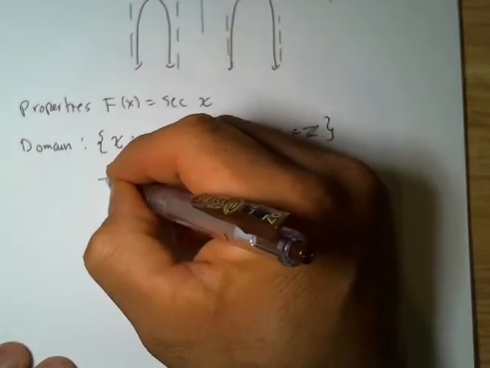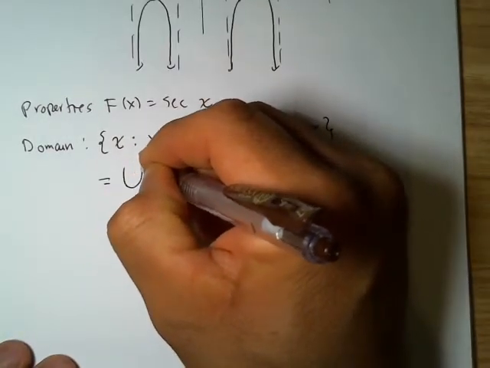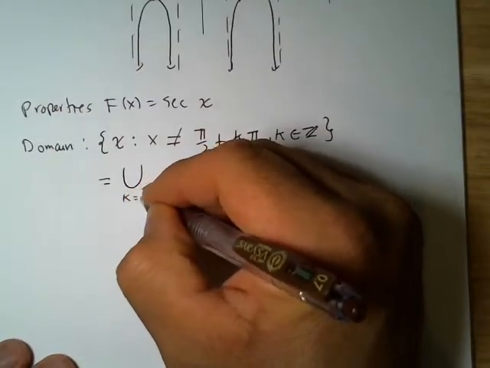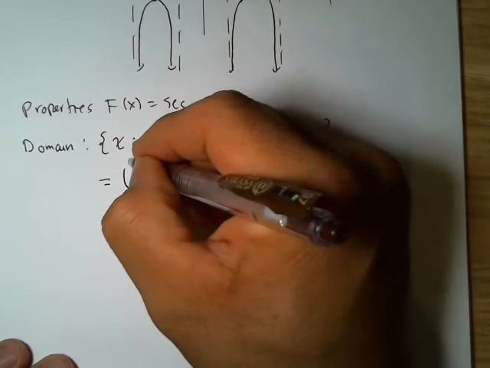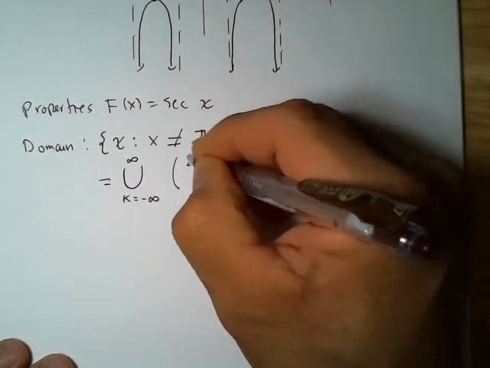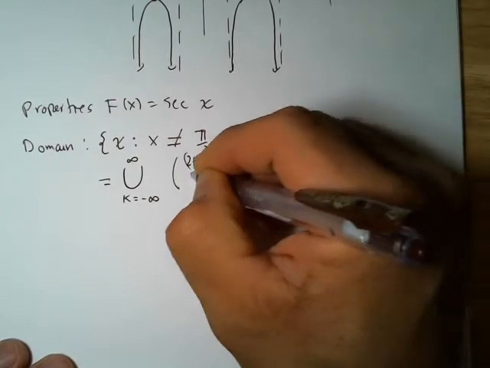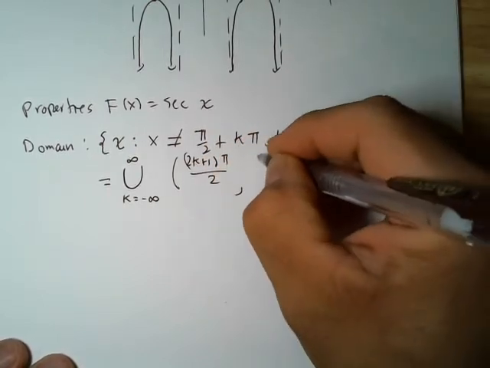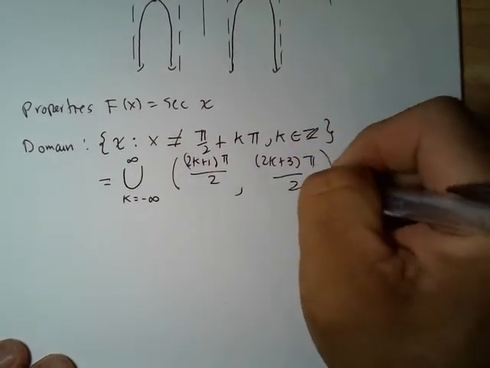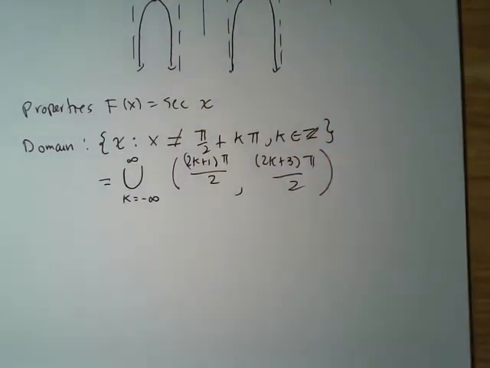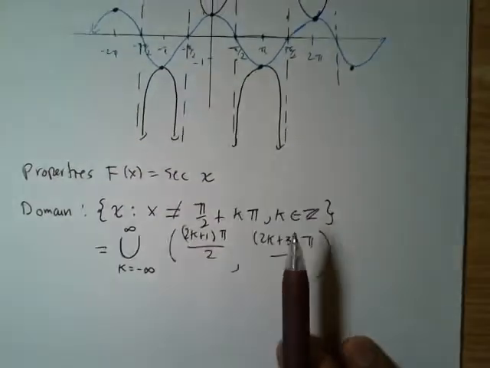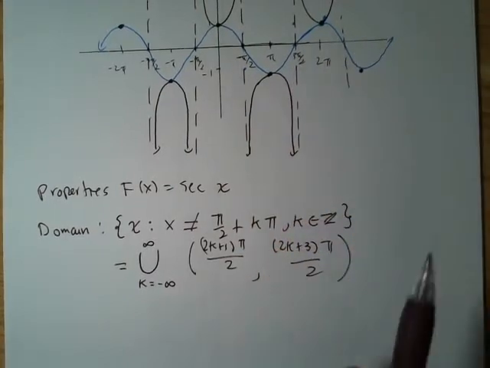Right? Another way to represent this is you can write this as a union of intervals. So this is set notation. The interval notation is this notation here, where we have 2k plus 1 over pi over 2 and 2k plus 3. All right, now the reason the set notation is more involved is because we do have to omit these values of pi over 2, 3 pi over 2, etc.